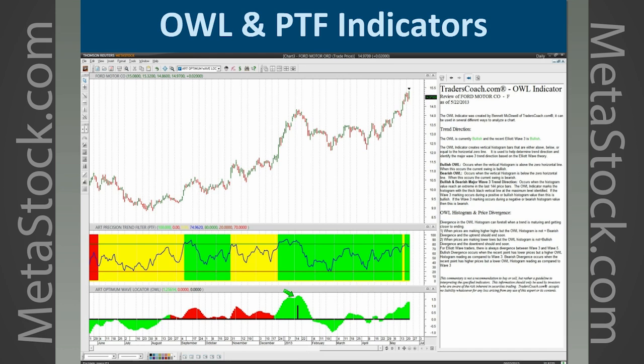Now, the owl is not something that is programmed in MetaStock. It is a proprietary setting of programs that we have developed here. Same thing with the PTF.